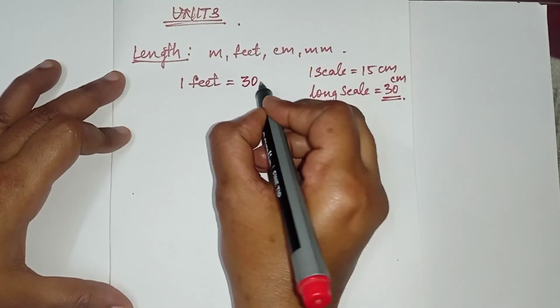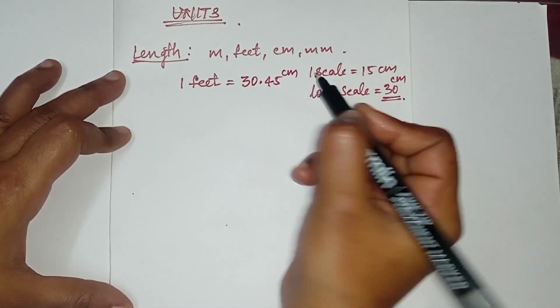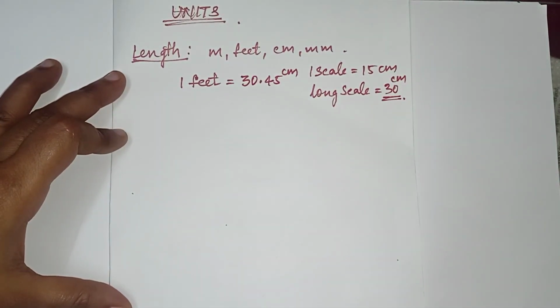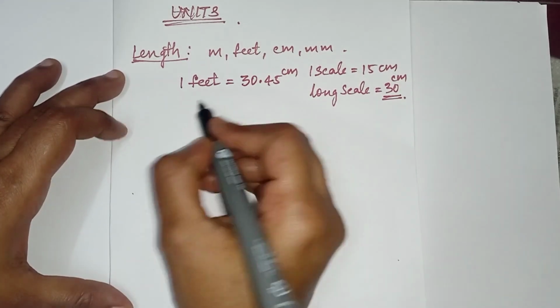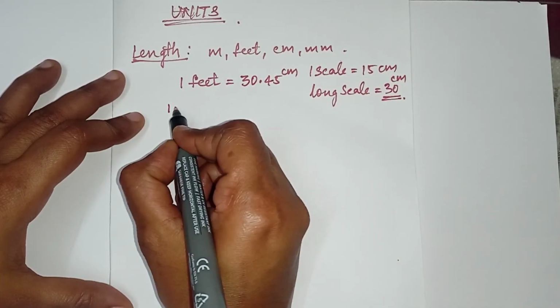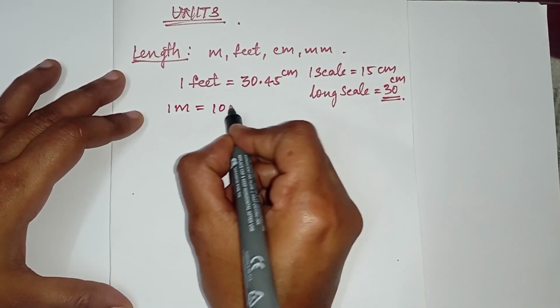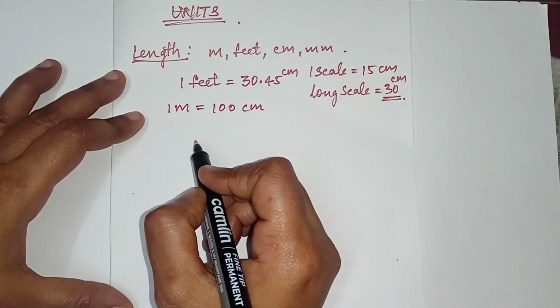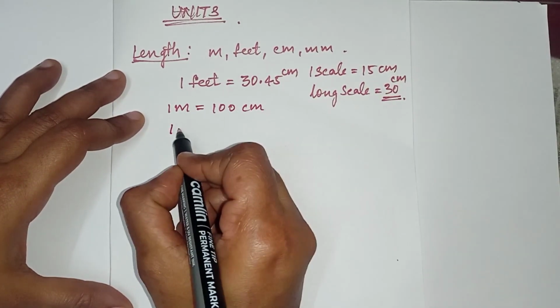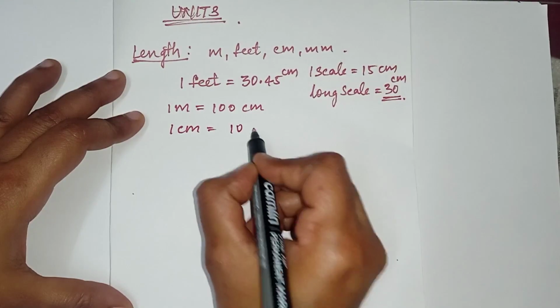So 1 feet is actually 30.45 centimeter. Just for you to remember, at least to know an average value, remember it as 1 feet is 30 centimeter, the long scale. Fine. Then 1 meter is 100 centimeter. This you will have to remember. Then 1 centimeter is 10 millimeter.